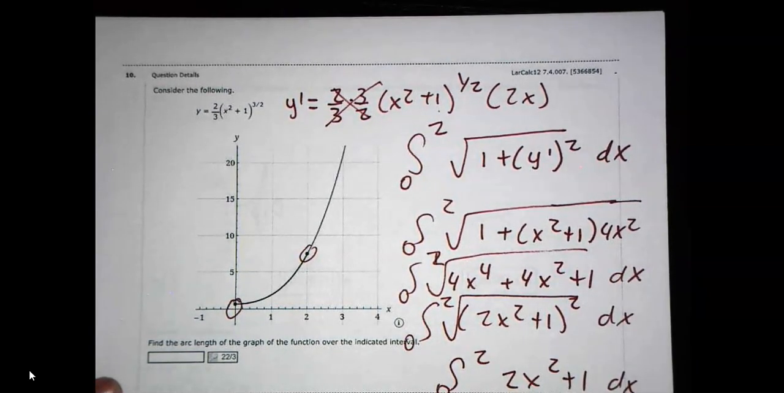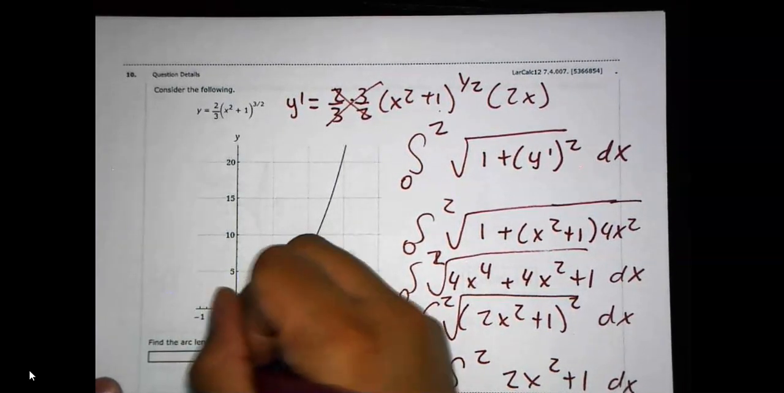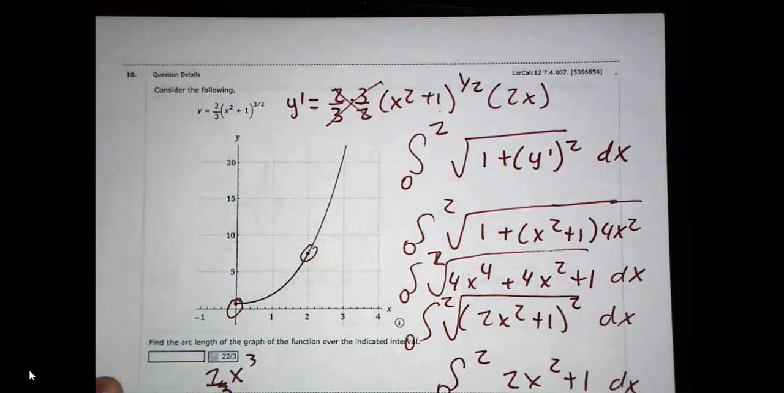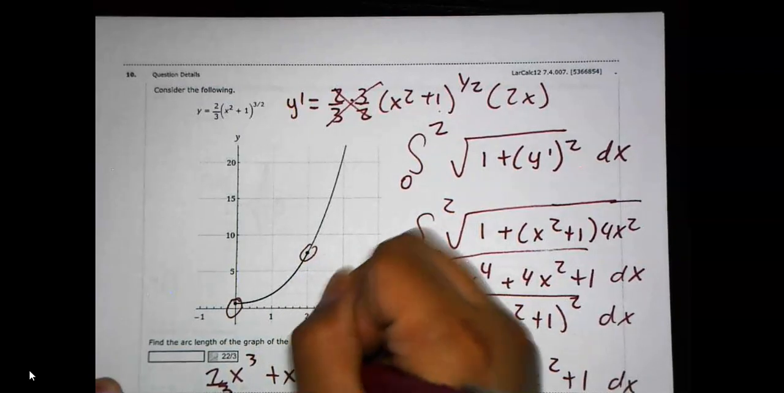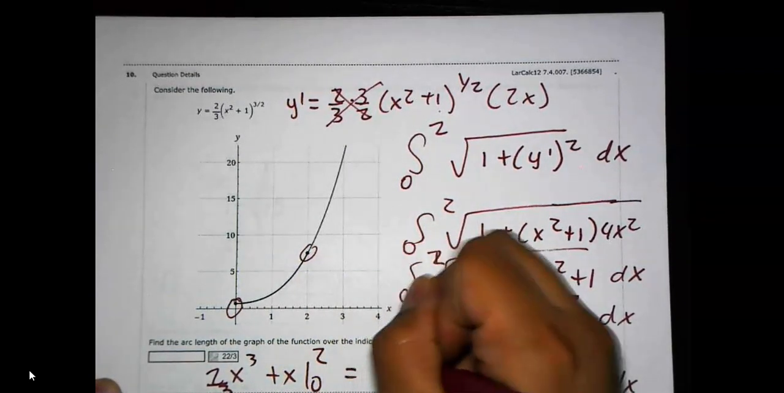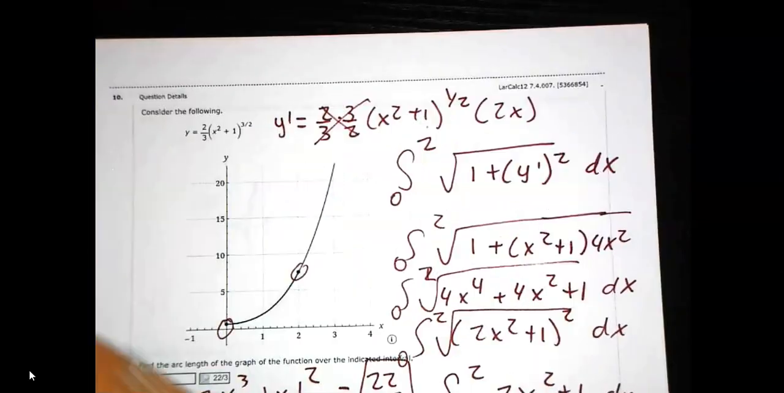From here, we integrate. So it's going to be 2x to the 3rd over 3 plus x. From 0 to 2, when we plug in the 0, it goes away. So in this case, we have 22 over 3 as my final answer.